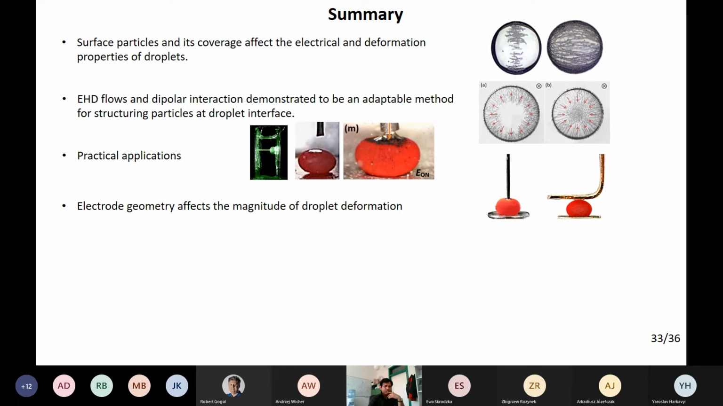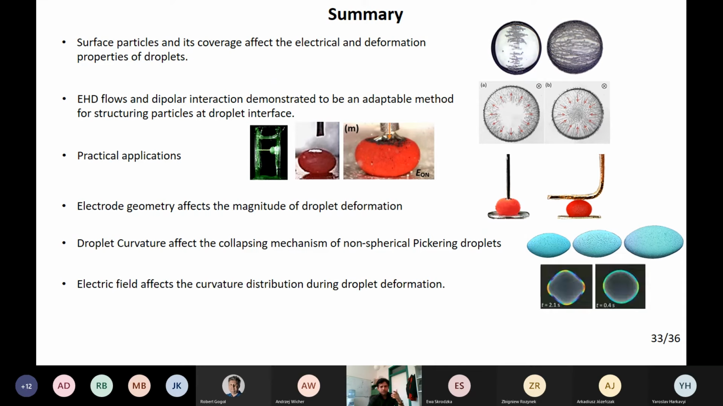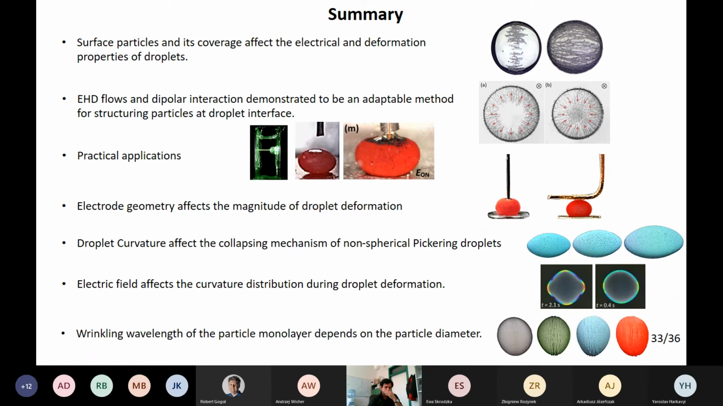I also showed how the electrode geometry can affect the magnitude of the droplet deformation, and I presented data about how the droplet curvature affects the mechanical properties of the non-spherical Pickering droplet, and I showed you how the curvature is distributed at the droplet interface and how the curvature is affected by the application of different electric fields. And finally, I showed you how the wavelength is formed at the droplet interface and how it is affected by the diameter of the particles.